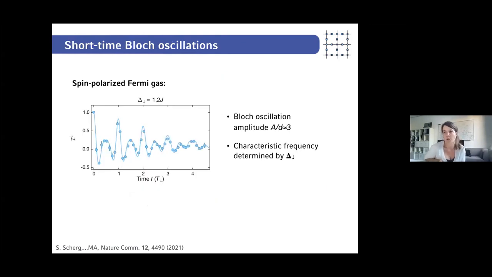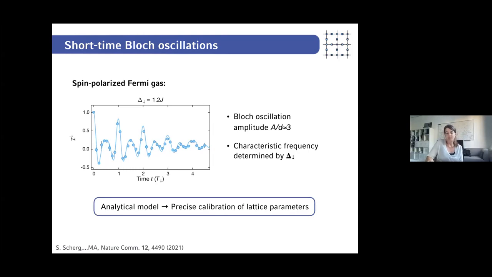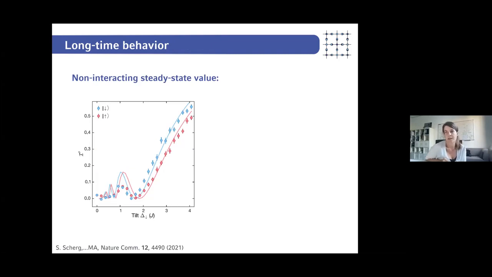And here you see one of the time traces that we have taken for a spin-polarized Fermi gas at a relatively low value of the tilt of 1.2J, where the amplitude of the Bloch oscillations is about plus and minus 3 sites. So we have a relatively large wave packet that explores our lattice. You see this nice coherent dynamics, and the dephasing is due to a weak harmonic confinement present in our system, which leads to a dephasing of the different wave packets, which explore slightly different regions of the local tilt. Now we use this to benchmark all of our experimental parameters. And then we look at the long-time dynamics.